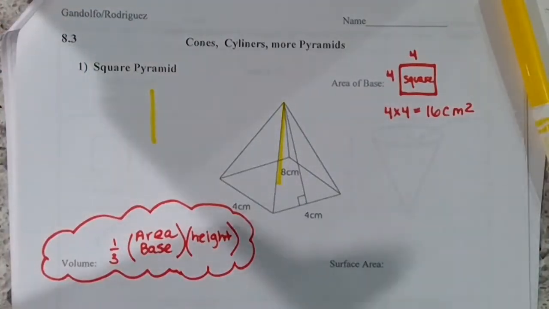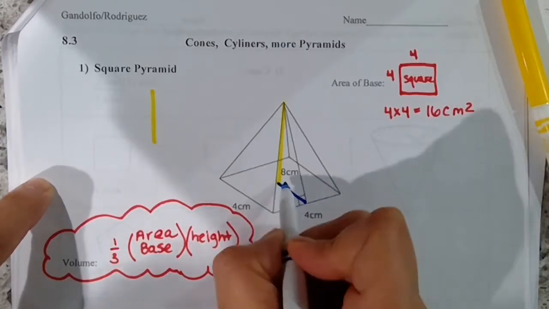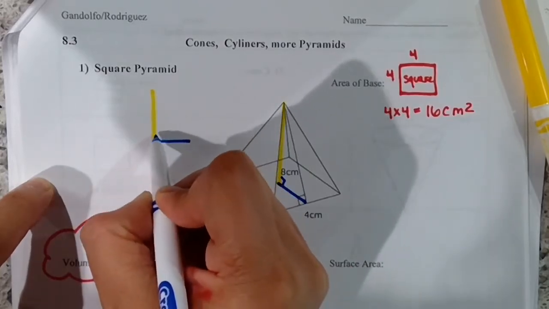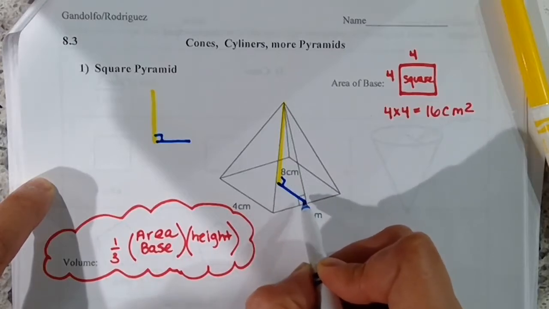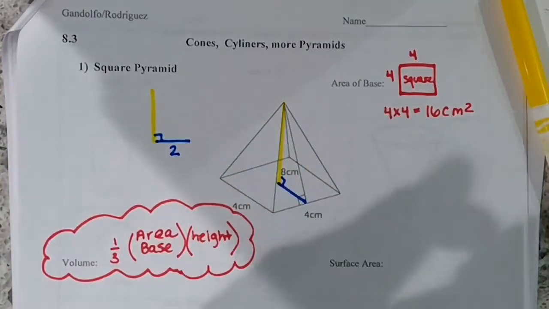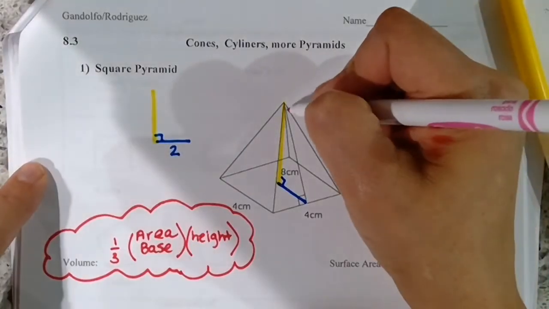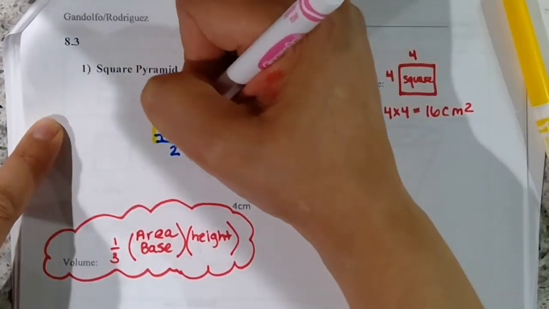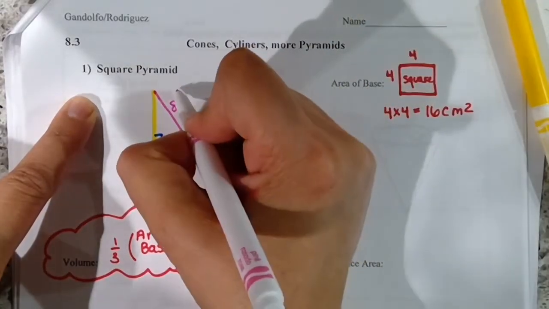Let's go with this right here would form a right angle. And what do you guys think the length of this one is? It's half of this, so it has to be 2. And then, of course, this 8 is the slant height. What letter do they use for the slant height? They use the cursive letter L.